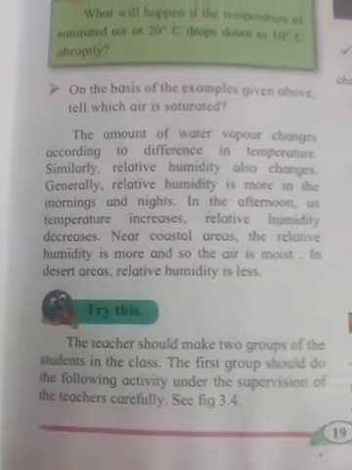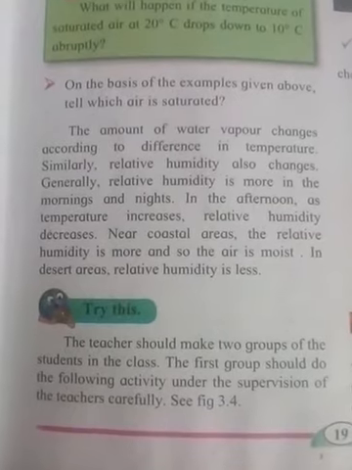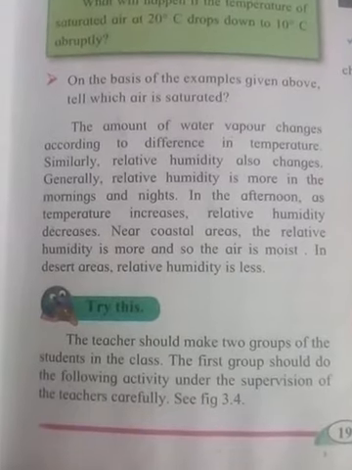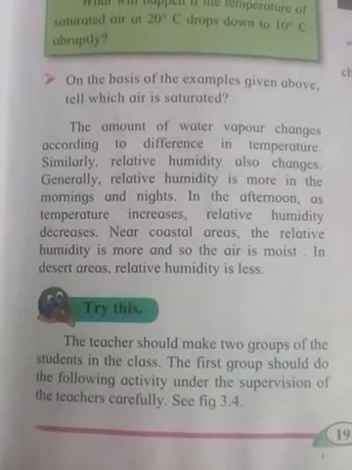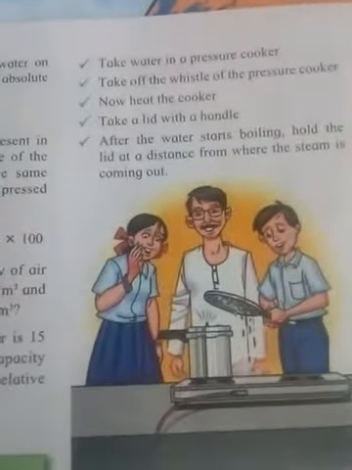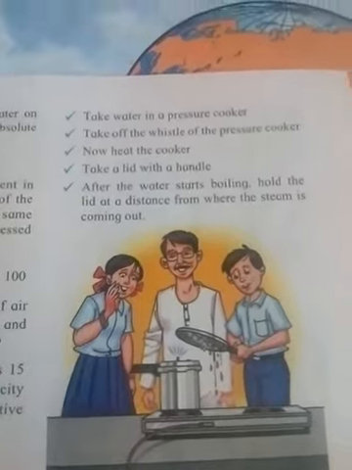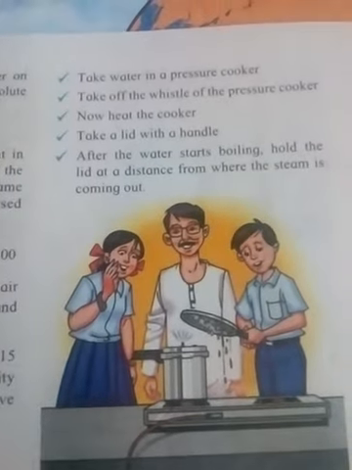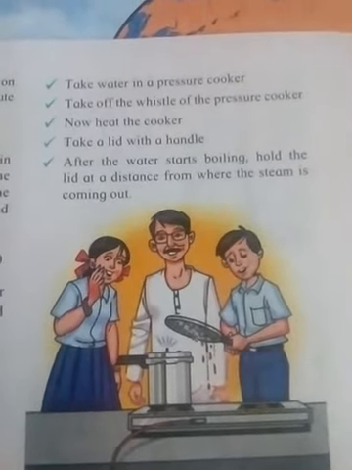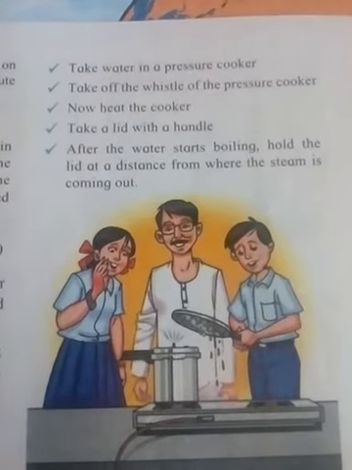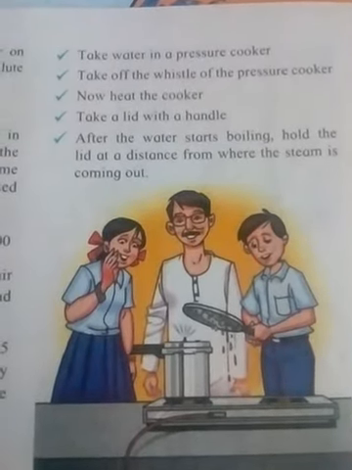Here is one activity. The teacher should make two groups of the students in class. The first group should do the activity carefully under the supervision of the teacher. Take water in a pressure cooker. Take off the whistle of the pressure cooker. Now heat the cooker. Take the lid with the handle.